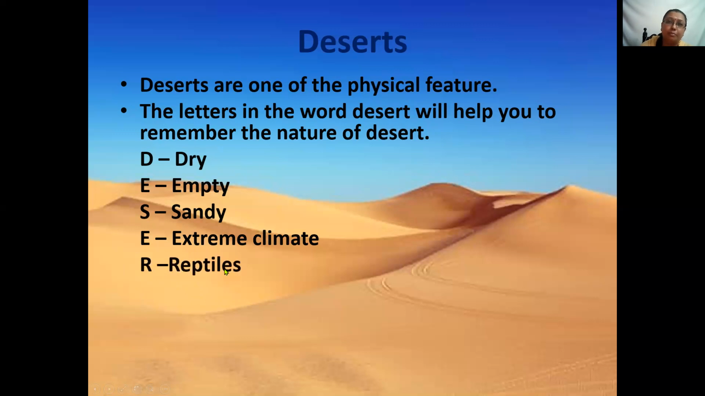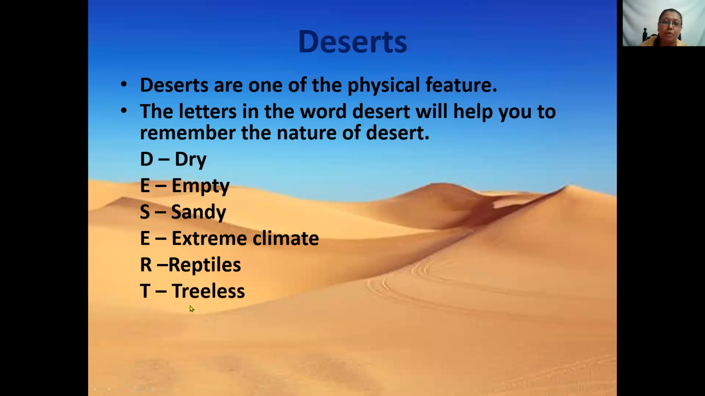R stands for reptiles. Reptiles are what? Reptiles are a kind of animals. You know, right? In EVS, you might have learned. These are the animals which crawl on the floor or on the wall, which have thick and scaly skin and crawl with 4 legs. Those kinds of animals we call reptiles, and you can see a variety of reptiles in the desert region.